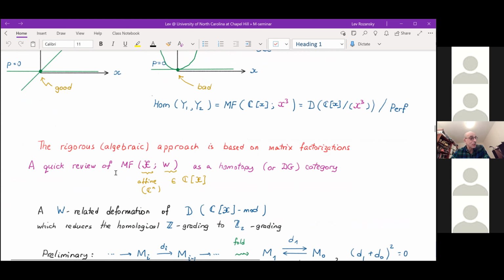So first of all, we need a quick review of matrix factorizations as a homology category. So let X be affine, and in fact, to make it simple, I will even assume that this is C^n. W is a polynomial over X. And the category of matrix factorizations is a deformation of the derived category of modules described by this W. W is an element of Hochschild cohomology of degree 0. So you use it to deform the category.